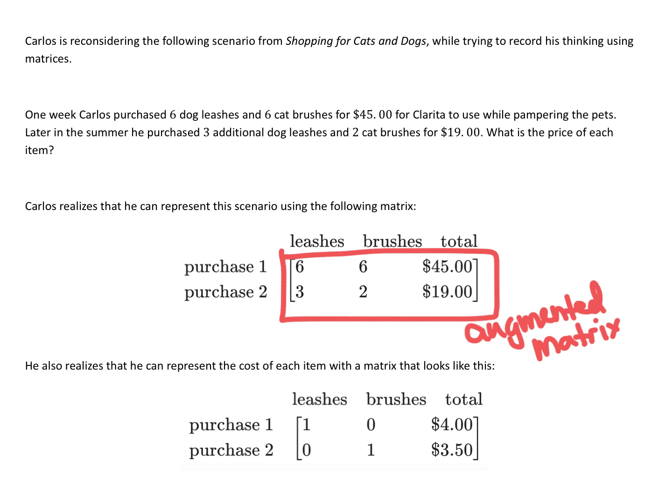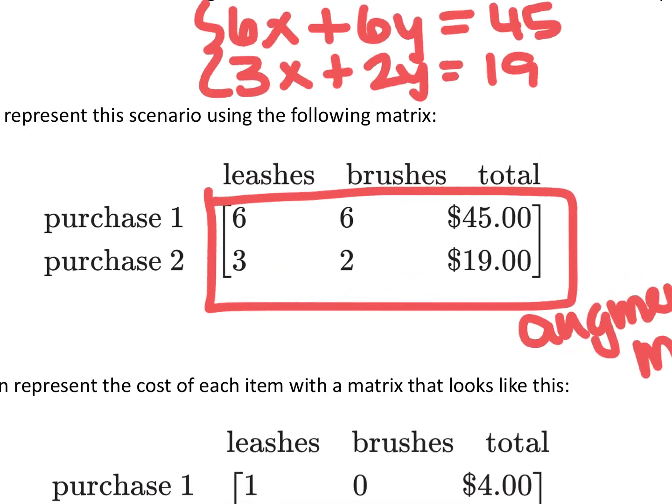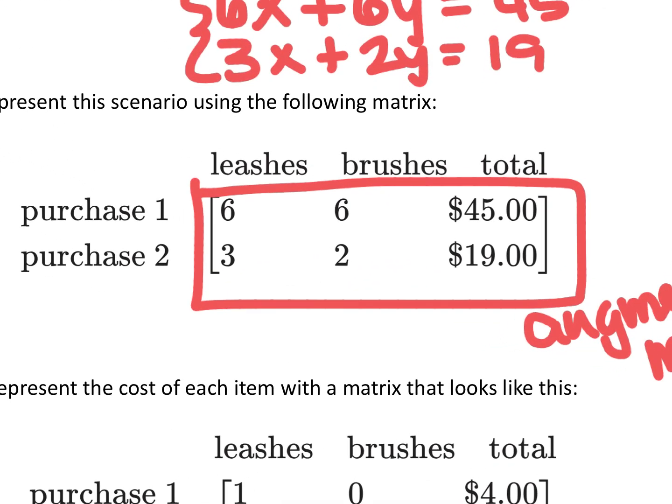If you think back to Shopping for Cats and Dogs 5.8, this system of equations looked like this, right? It was 6x, or maybe we used L for leashes, I don't remember, plus 6y equals 45, and then 3x plus 2y equals 19. And that was our system of equations, which he turned into an augmented matrix. Now, typically augmented matrices have the matrix brackets, but they also, right here between the x and y's and the totals, they typically have a vertical line as well.